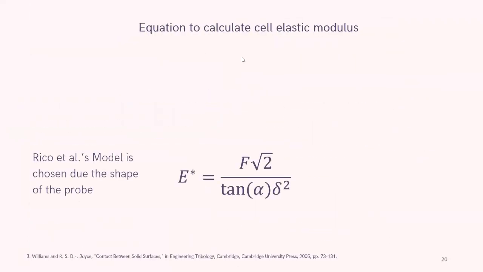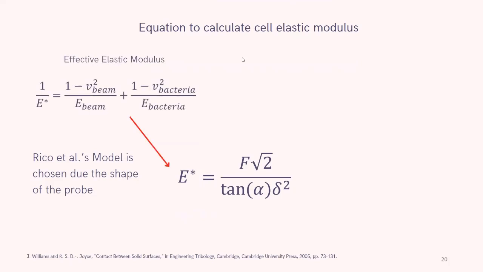Due to the limitations of the study, we decided to measure only the elasticity of the bacteria. Here is the final equation used to measure the elastic modulus of a cell. Rico and his colleagues' model is chosen due to the shape of the probe. The E subscript is the effective elastic modulus, meaning that is the combined elastic modulus between two surfaces.